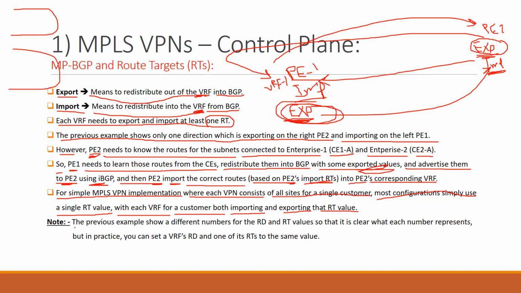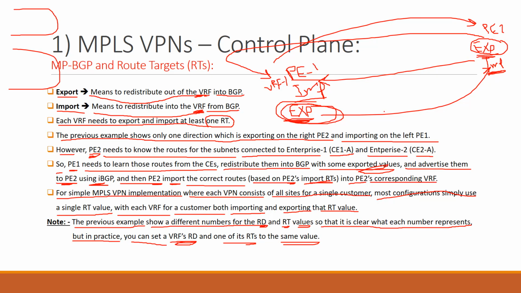This is a note. The previous example that we used in the previous slide showed different numbers for the root distinguisher and root target values so that it's clear what each number represents. But in practice, you can set a VRF's root distinguisher and one of its root targets to the same value, but it depends on your scenario.